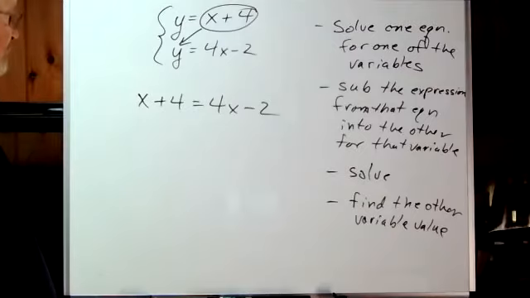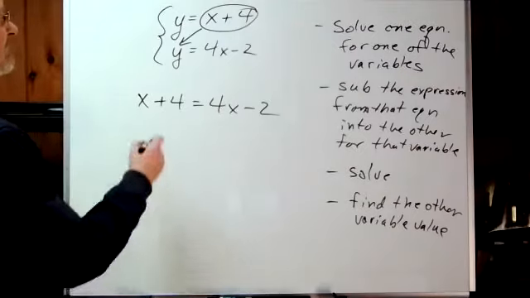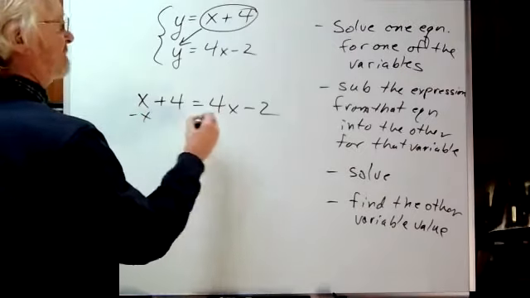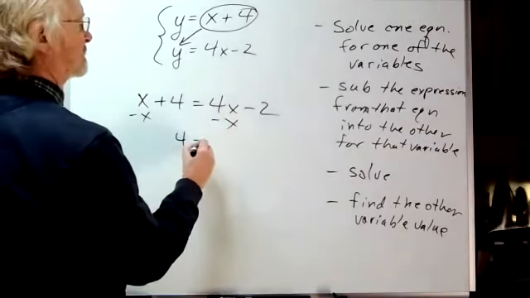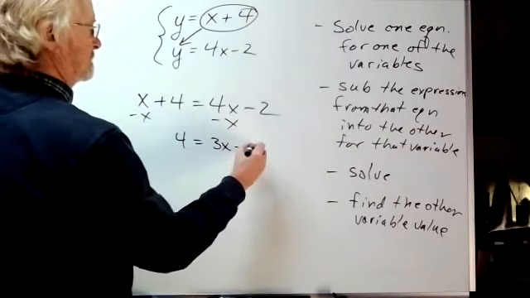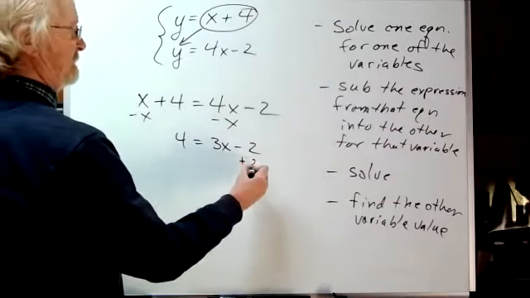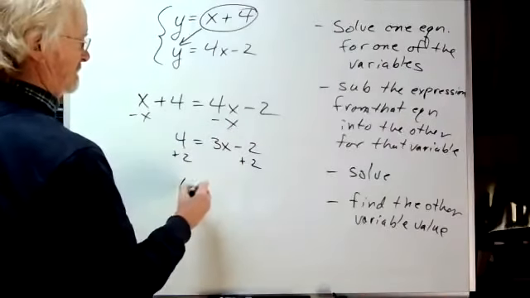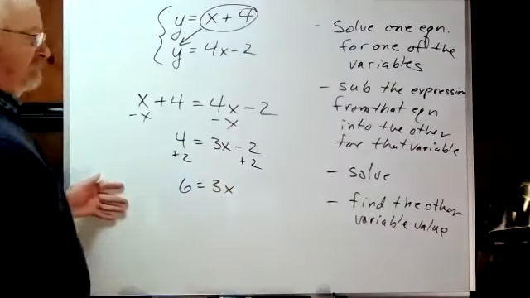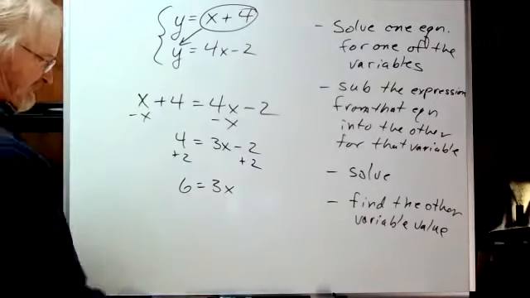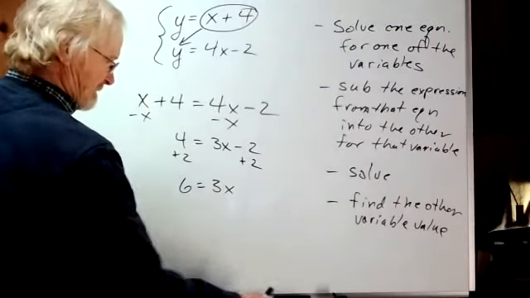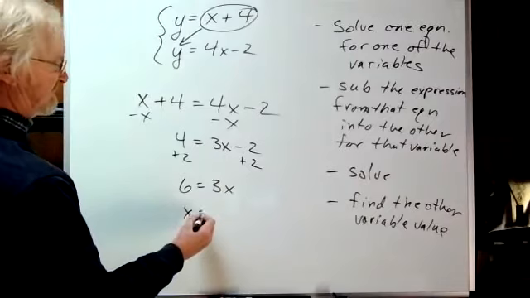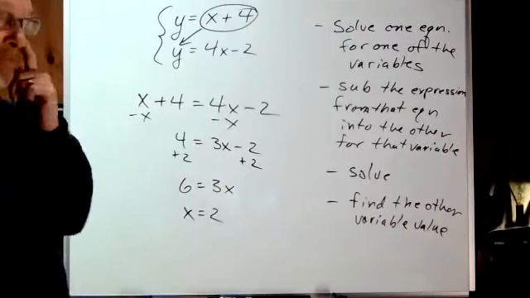So how about I'll subtract an x from both sides, and add a 2. I divide both sides by 3. I get x is a 2. All right.